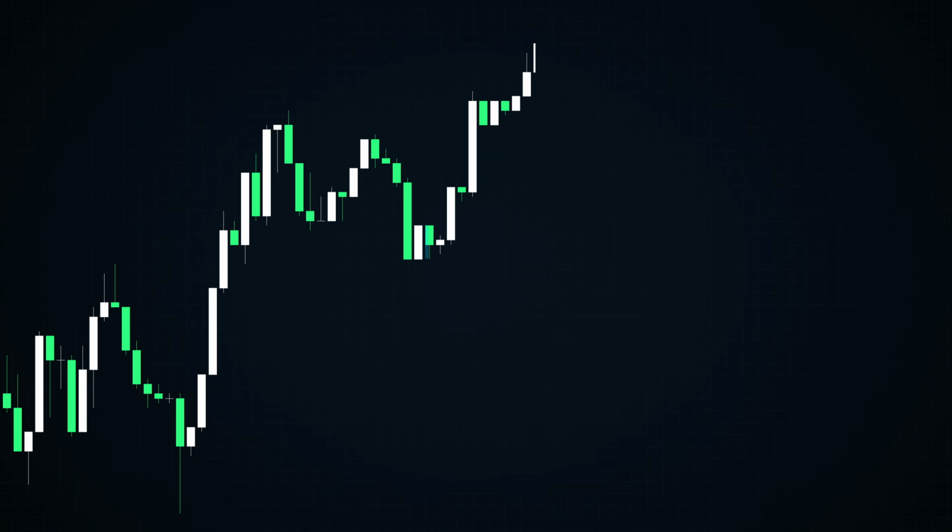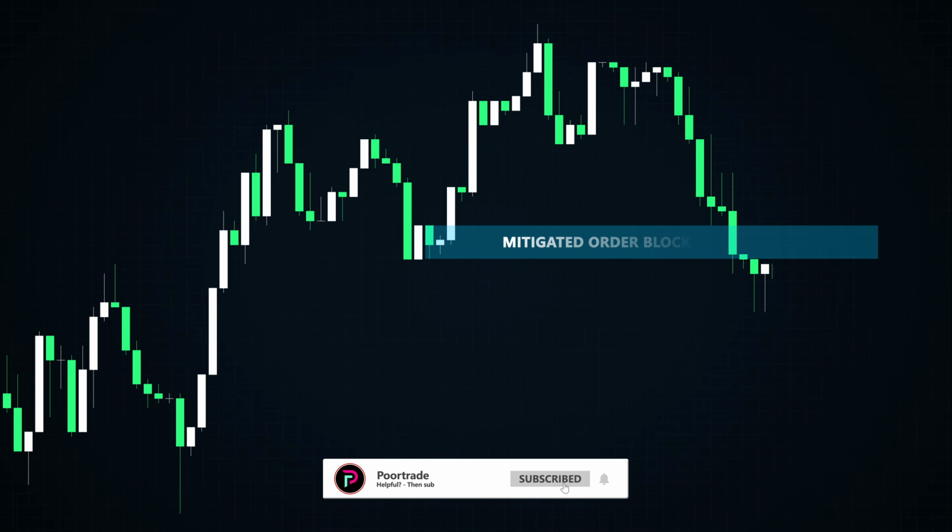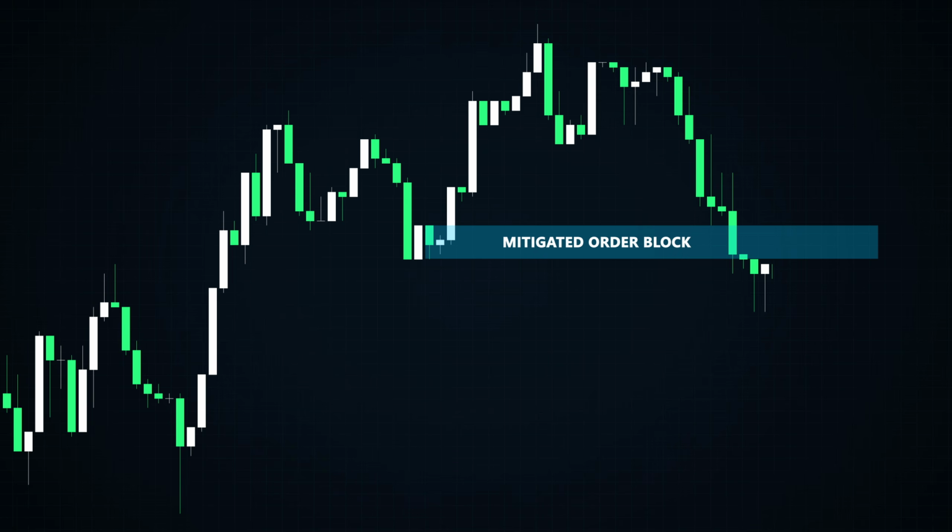Now, look at this last one. Price has slowly moved through the zone, and there's no strong reaction. What does that tell us? The institutional orders have likely already been filled, making this a fully mitigated order block. At this point, it's lost its significance, and we wouldn't expect price to respect it anymore.